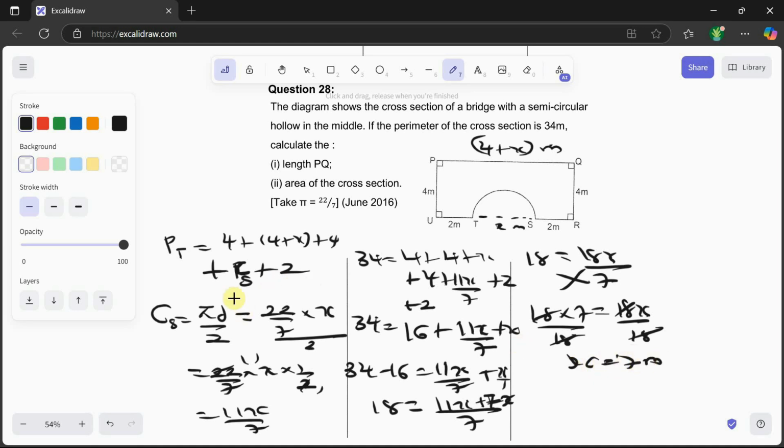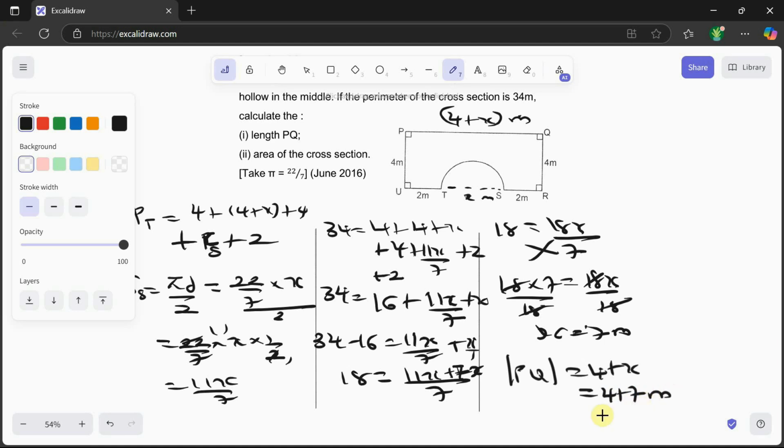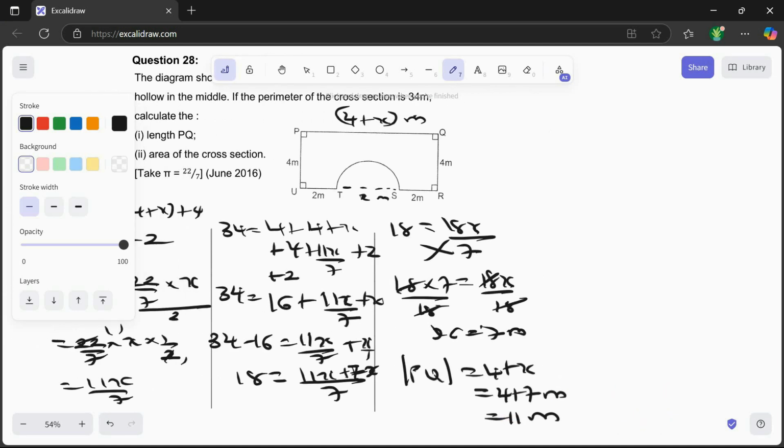You have to be very careful that you don't omit the constants, and you have to be careful with your addition. You can say I almost missed out a lot of things. The question is simple, but it's very tricky. So our length PQ, which is equal to 4 plus x, would now be 4 plus 7 meters, which will be 11 meters.